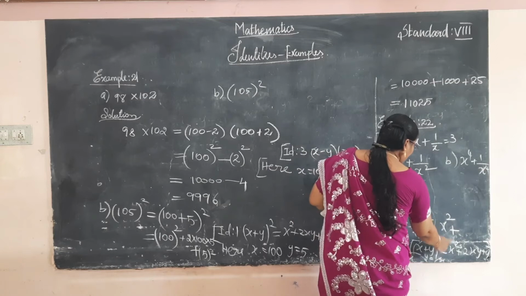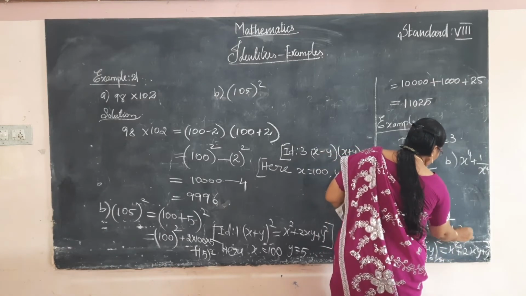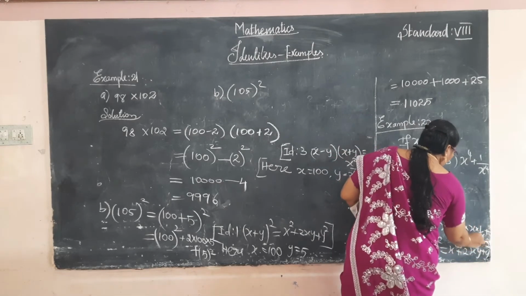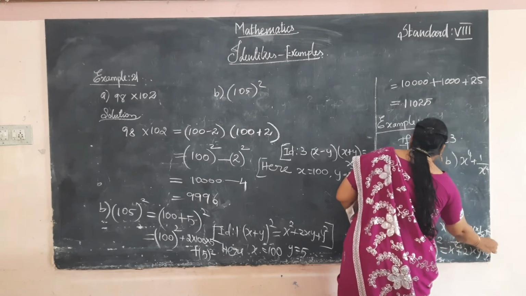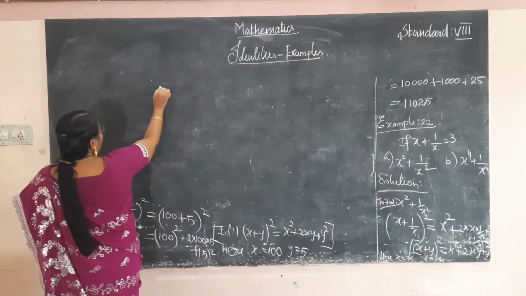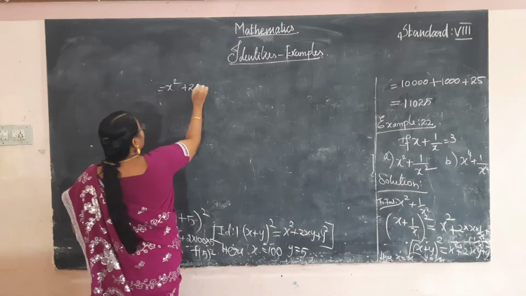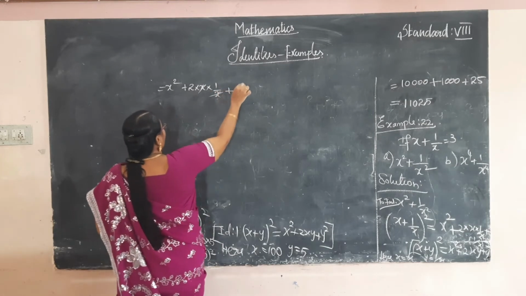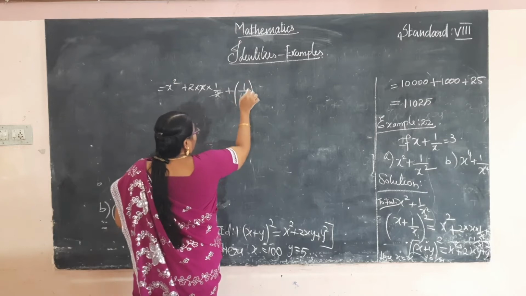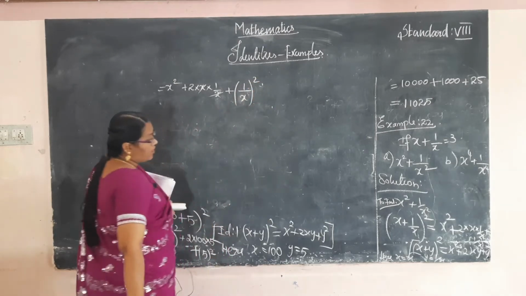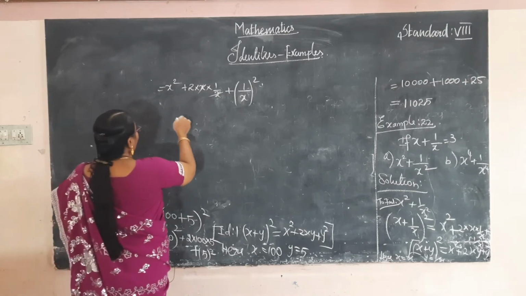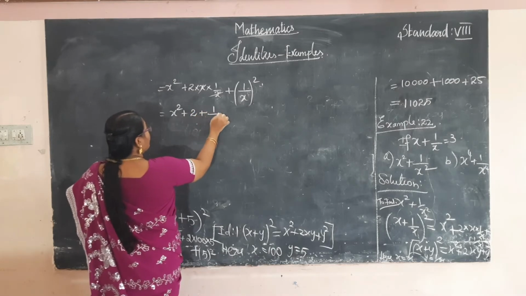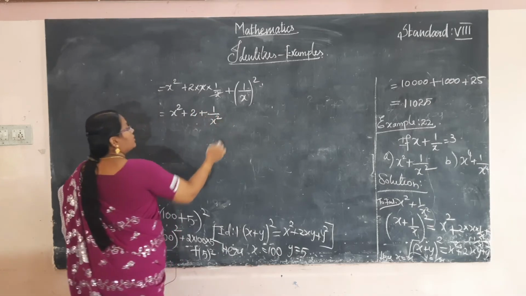Now substitute. The x value is x, so x squared plus 2 into x into 1 by x, where x will be cancelled, plus the y value, which is 1 by x, the whole square. So x squared plus 2 plus (1/x) squared.